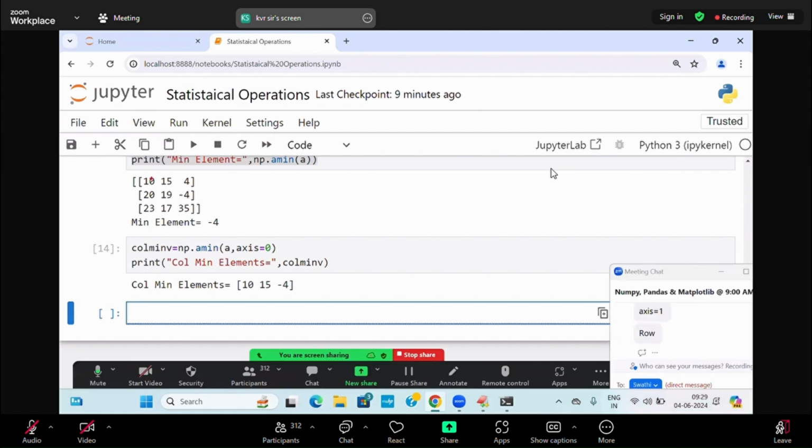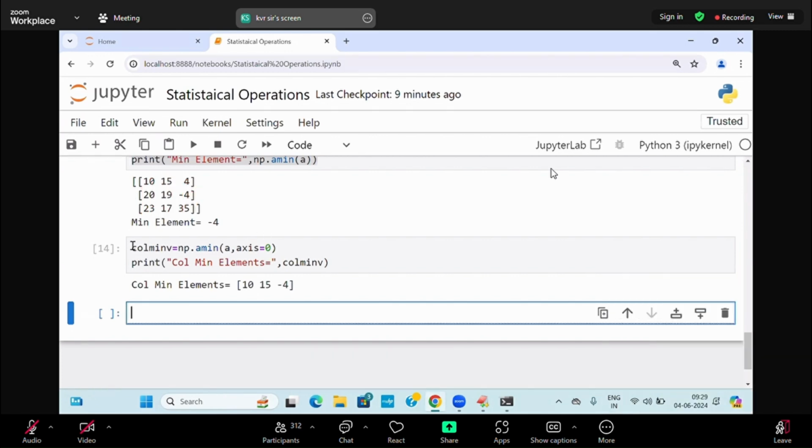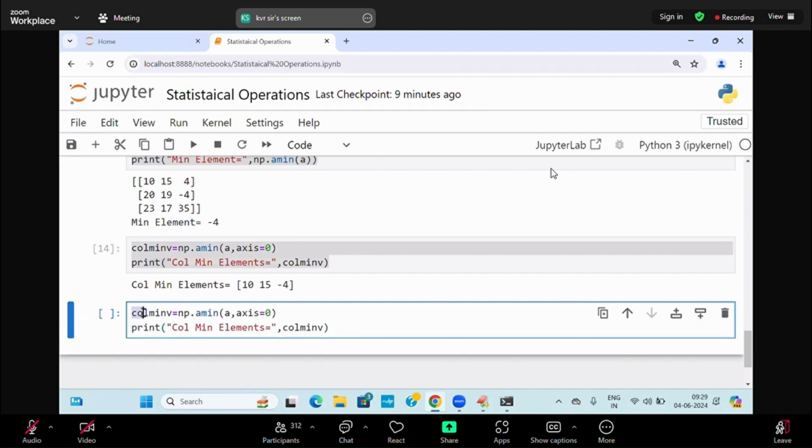What is the minimum value here? 10. Next minimum value 15. Next minimum value 4, -4. Similarly, I want to get it. What is the next? Row min value. I will take the row min value.